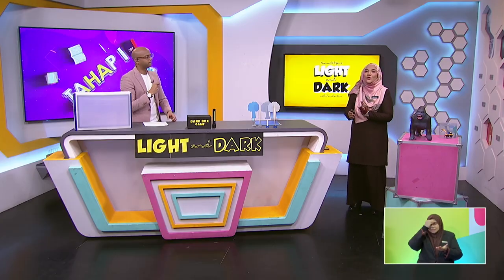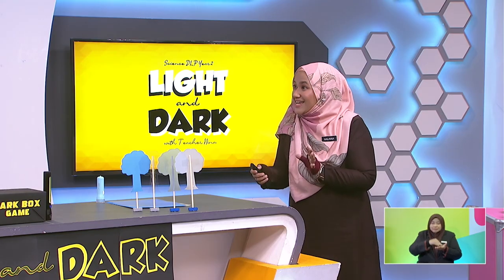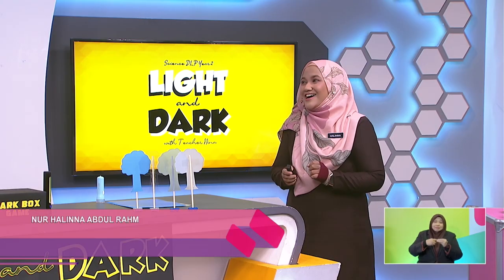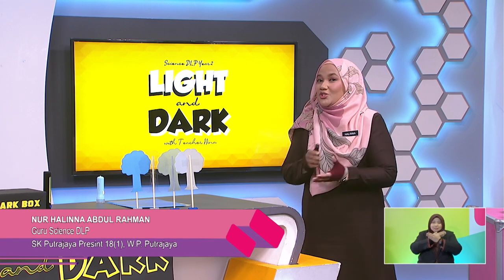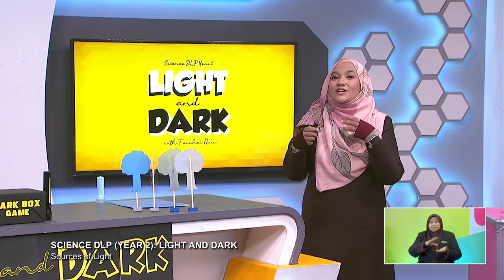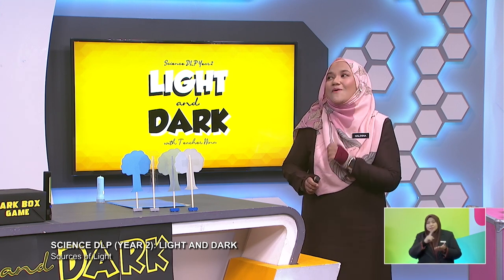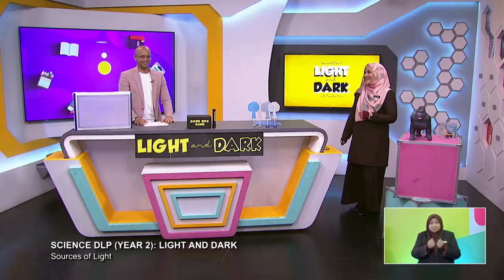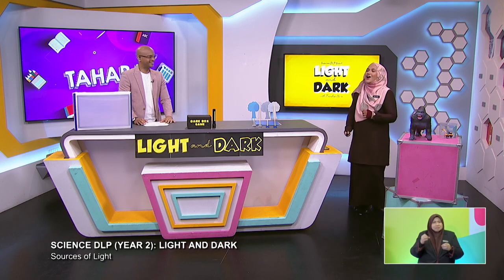But before we continue, Teacher Nina, earlier we were talking about shadows. So what does that have to do with what we're going to learn today? Today we are going to learn about light and dark. So it has everything to do with shadow, with the light that we see, and for us to be able to see using our eyes. Sounds interesting indeed. Shall we begin? Alright, Sean.